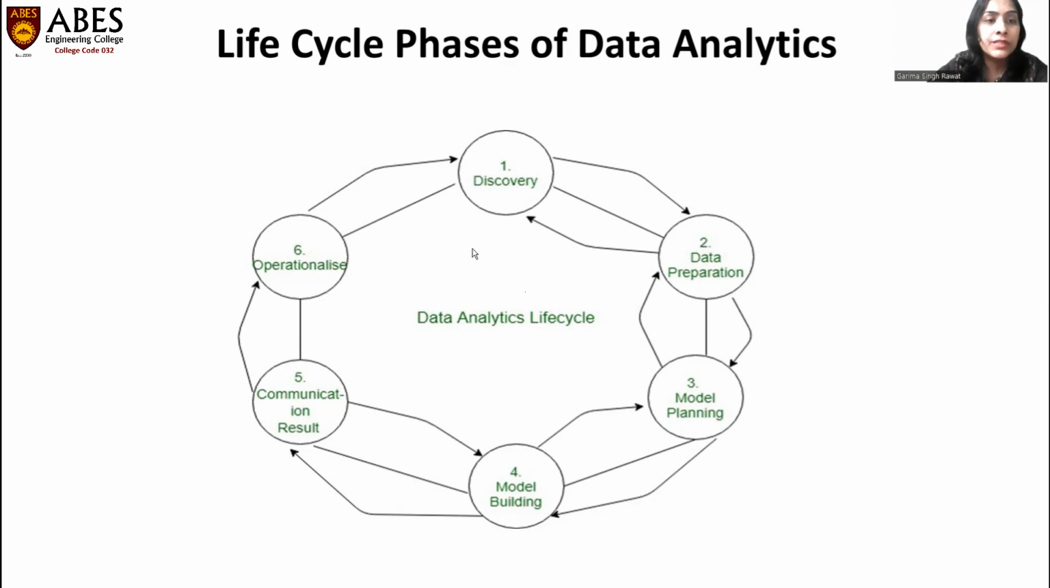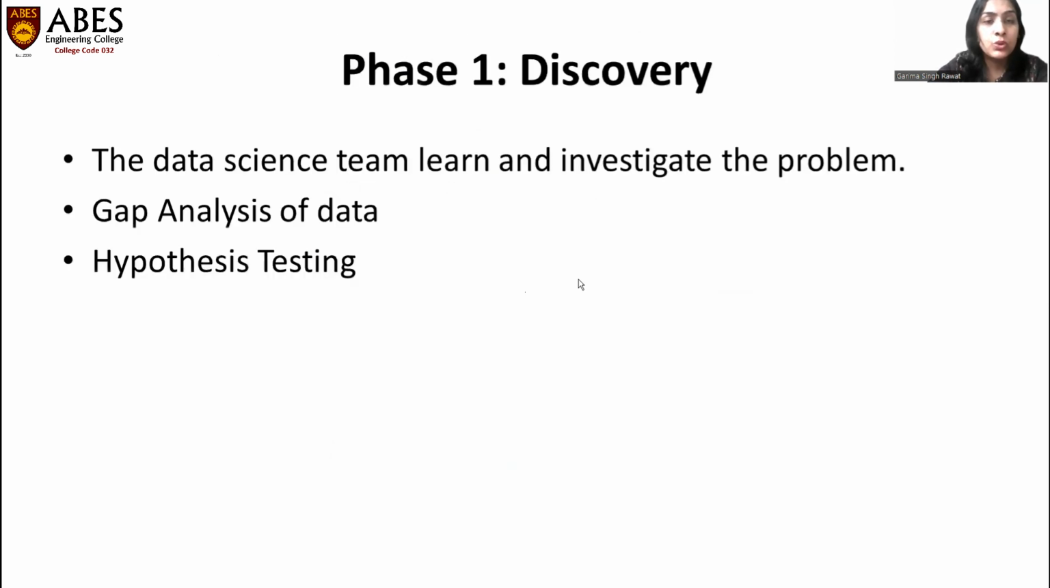cycle. So the first phase is the discovery phase, then the data preparation phase, then the model planning phase, then the model building phase, then the communicate results phase, and at last the operationalize phase. So we will discuss each one of these phases in detail one by one. So the first phase is the discovery phase.